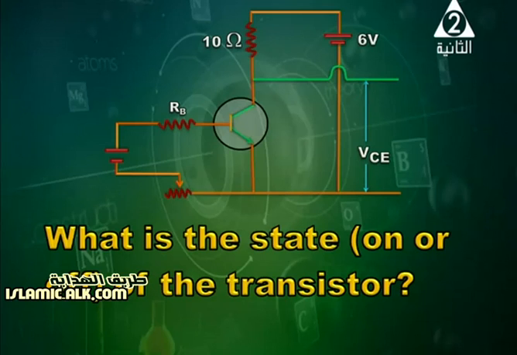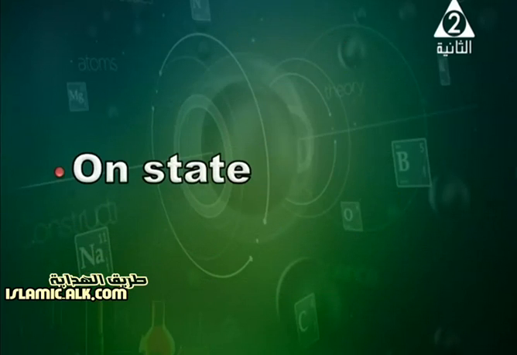Okay, what is the state of the transistor? Is it on or off? It is shown in front of you that the base is connected to the positive terminal. So it is on state. So talking about the state, it is on state.